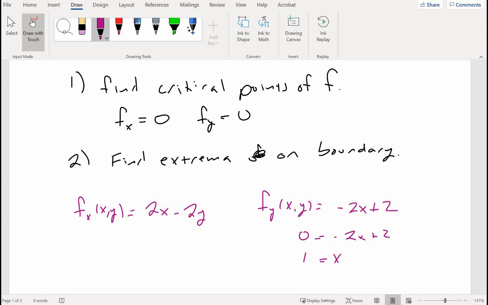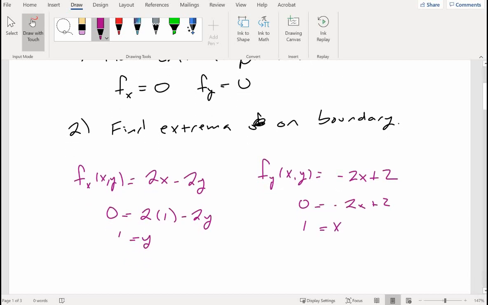Well, if I know x equals 1, now I can go to the other one. I know x has to equal 1 because that's the only option. If x had equaled multiple things, then I would have to do it for each one of those. So solving this again, we get y equals 1. So my critical point is just the point (1, 1).